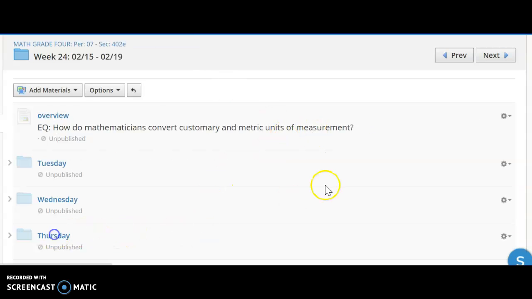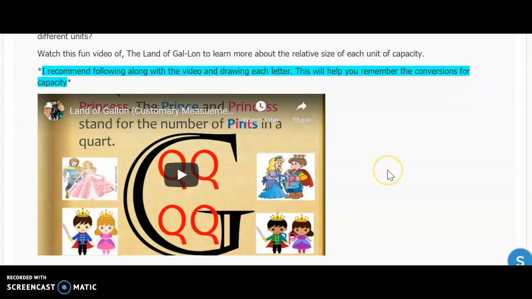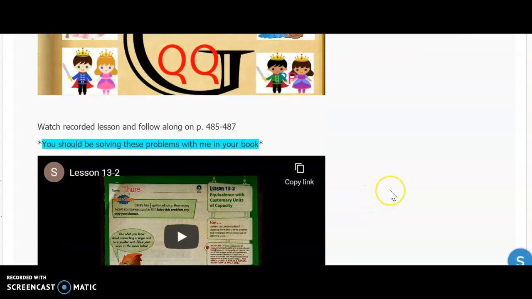On Thursday, now we're going to talk about units of capacity. So there's a fun little video here that always helps fourth graders to remember these different units of measurement when we're talking about capacity. This is the land of gallon, right? Talking about gallons, half gallons, quarts, pints, cups. So I recommend watching this and even drawing it out as they go through. It's going to help you to remember these units of measurement.